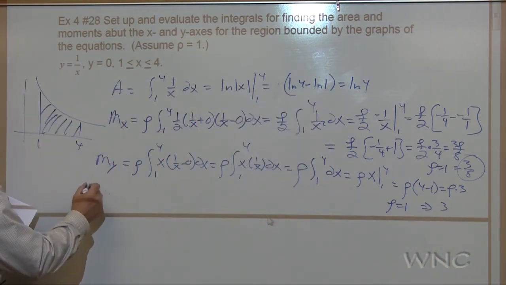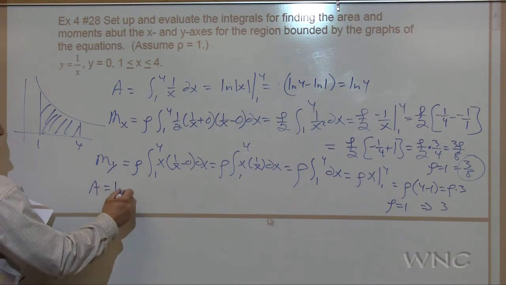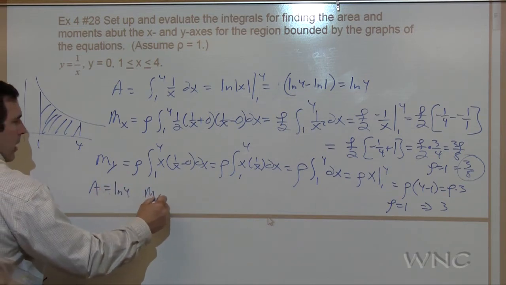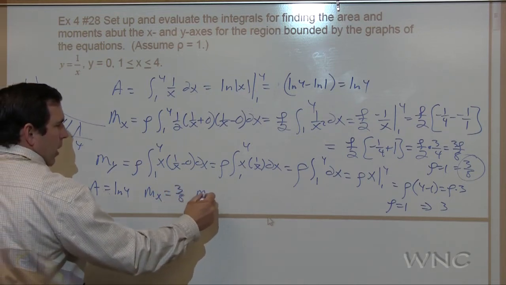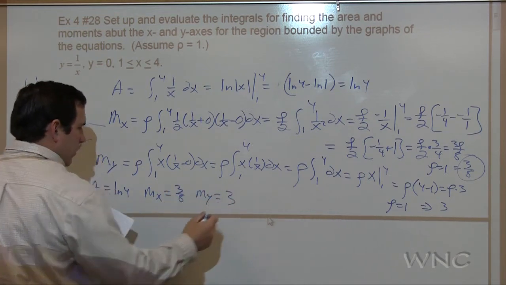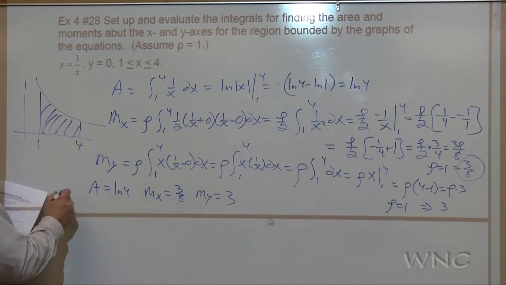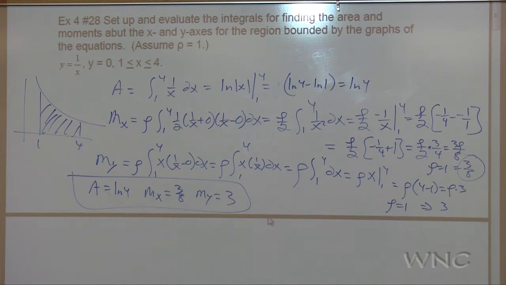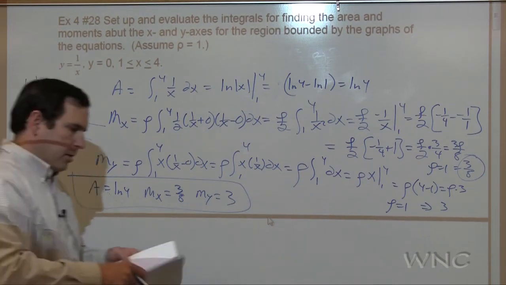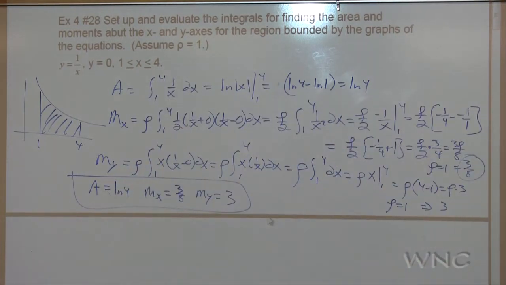So our area is natural log of 4. mx is going to be 3/8, and my is going to be 3. Okay, feel free to pause. We'll go to the last page.